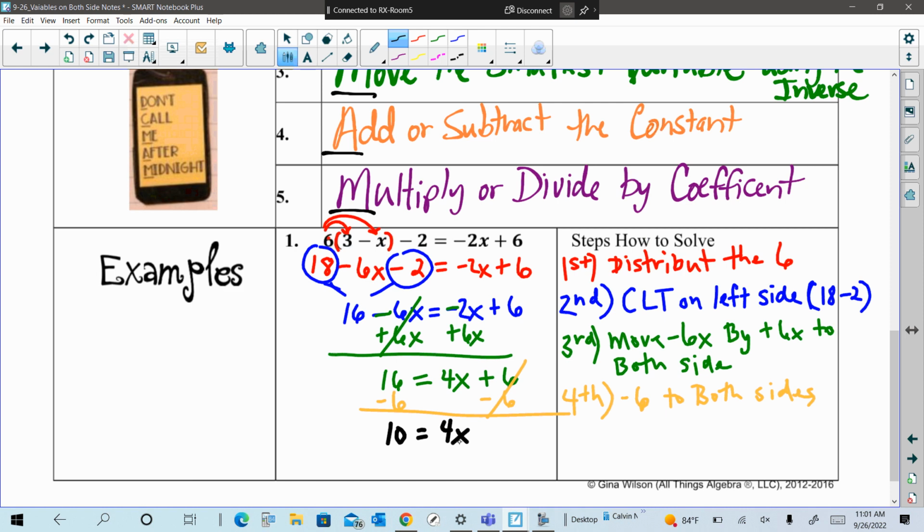So the last step is to multiply or divide the coefficient. What's the coefficient? The 4. So to get rid of that 4 times x, the 5th step here will be to divide by 4 to both sides.